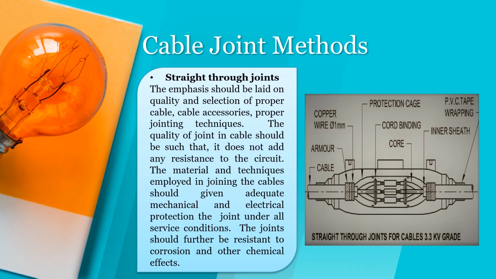Straight through joints. The emphasis should be laid on quality and selection of proper cable accessories and proper jointing techniques. The quality of a joint in a cable should be such that it does not add any resistance to the circuit. The material and techniques employed in joining the cables should give adequate mechanical and electrical protection to the joint under all service conditions. The joints should further be resistant to corrosion and other chemical effects.